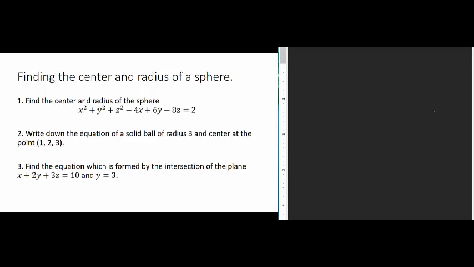Number 3, find the equation which is formed by the intersection of the plane x plus 2y plus 3z equals 10 and y equals 3. So you'll figure out what it is.